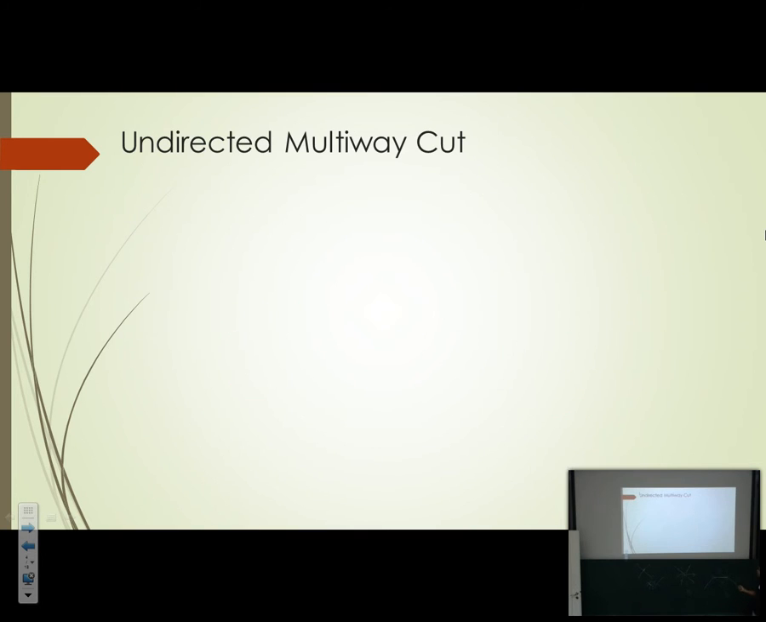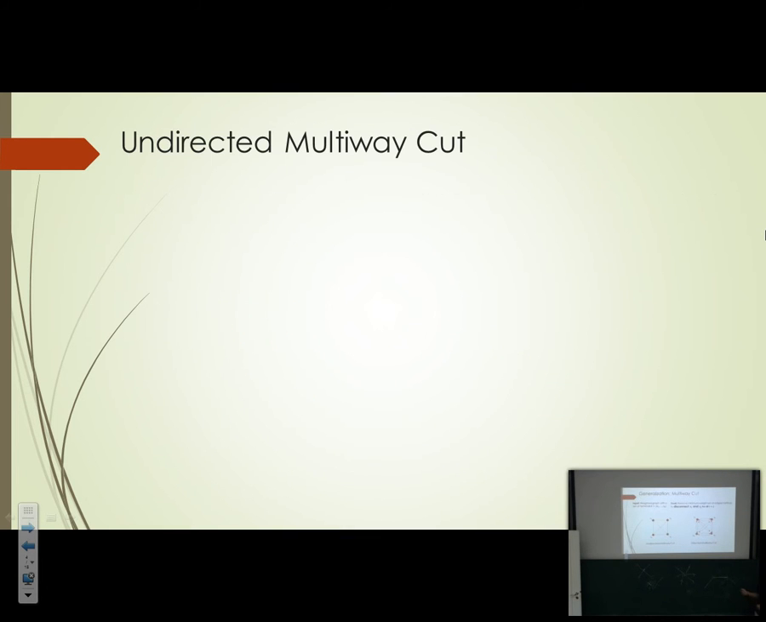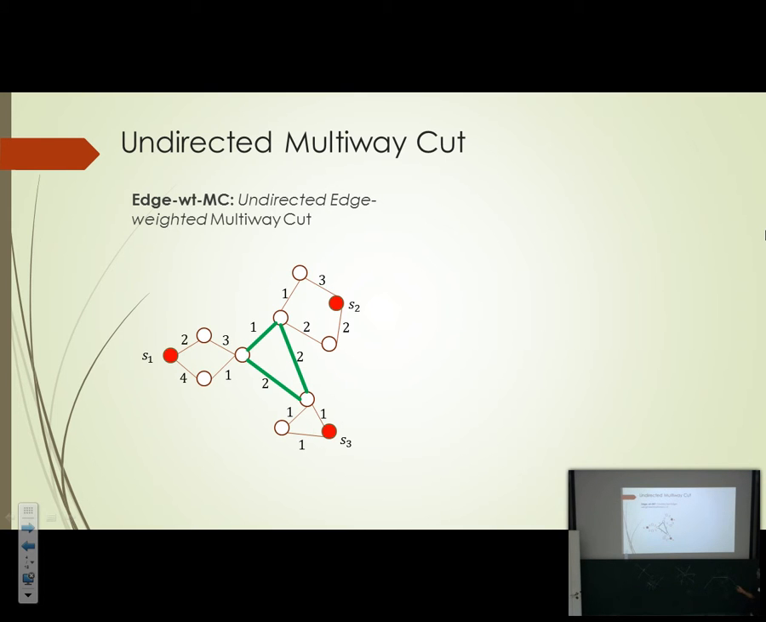Now what is known about this? We have either an undirected or directed graph, and the weights are on edges or nodes. So this leads to 4 different problems. The first one is edge weighted multi-way cut, where the graph is undirected and the weights are on edges. For example, we have this graph. The weights are these 2, 1, 3 and so on. The set of green edges forms a cut. If we remove these green edges, S1, S2, S1, S3 and all the pairs of terminals are disconnected.